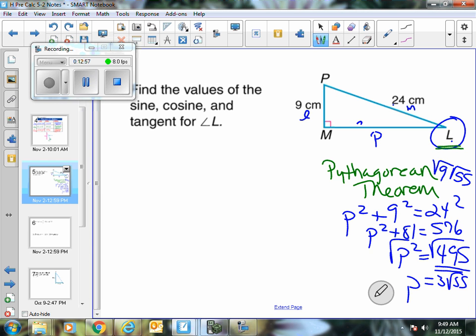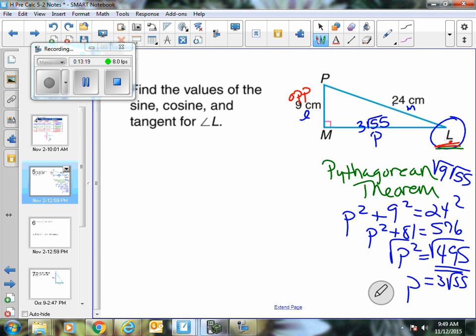So this side P is 3 times the square root of 55. All right, now, just to make this easier for me, I'm going to, again, go back to this angle L, and I'm going to do some labeling. What side is opposite the triangle from angle L? All the way across. So think like sitting at the dinner table, all the way across, the 9 would be the opposite.